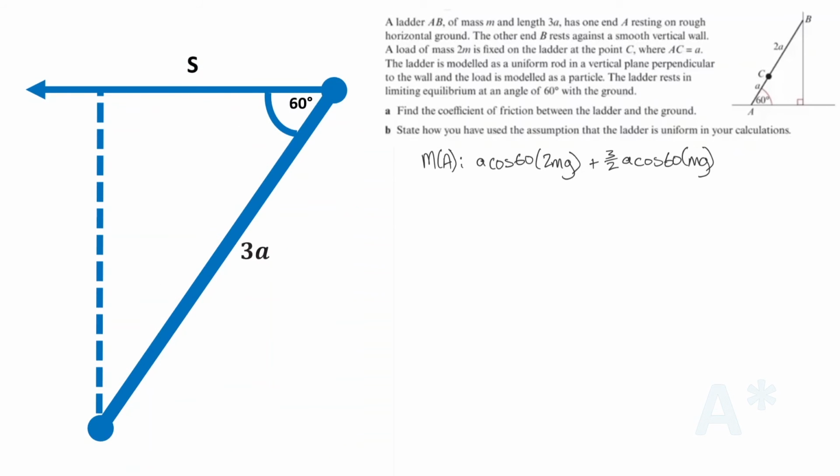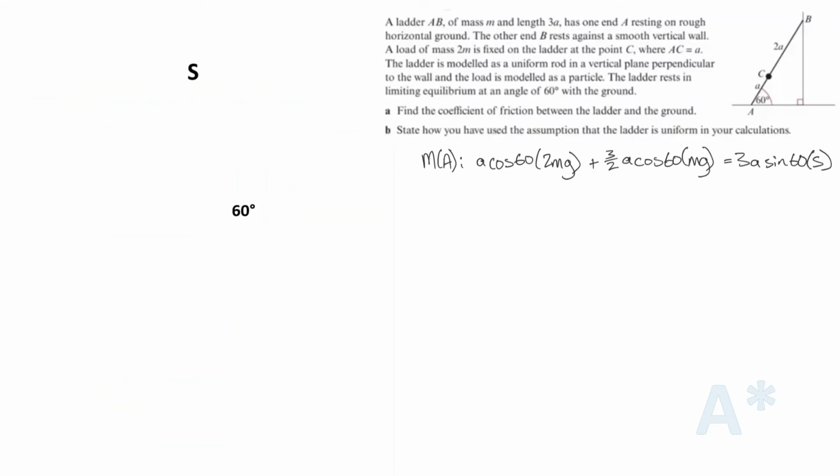So here it is on the diagram. We know that the hypotenuse is going to be 3A. We want to know what that dashed distance is going to be. It's opposite the 60. So this dashed distance, the perpendicular distance from the pivot point to the force, is 3A sine 60. And we're going to multiply that by S. So there's the moments equation. We know that this is true.